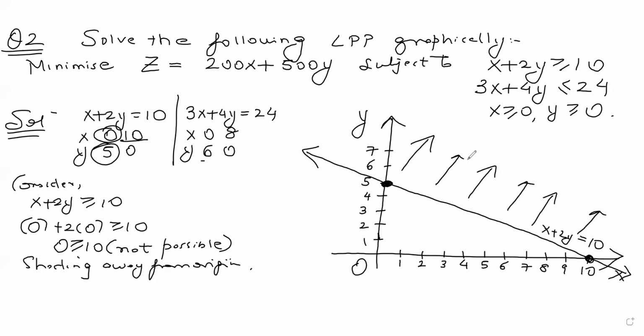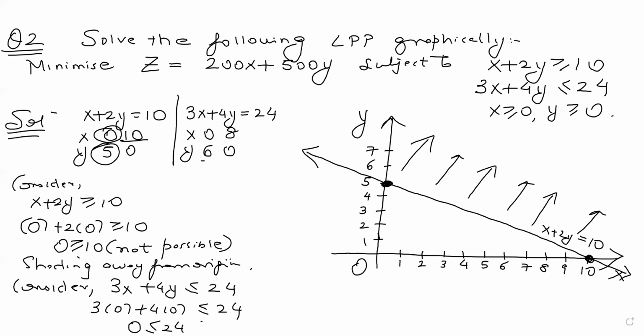And then I can look at the shading for the other inequality. Similarly, I can consider 3x plus 4y less than or equal to 24. Again, if I put both x and y as 0, is 0 less than or equal to 24? Yes. So shading is towards the origin.